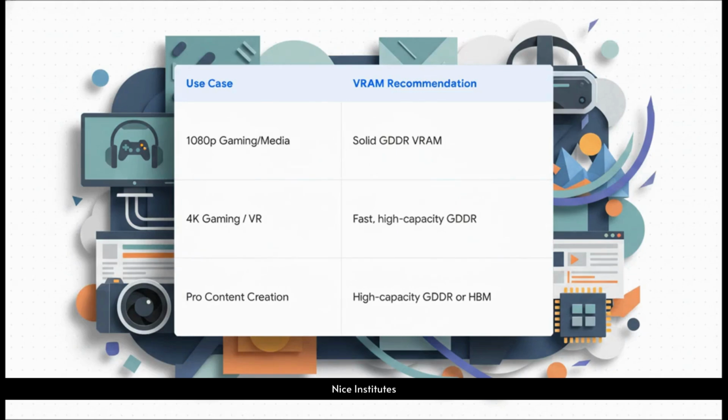So, how do you choose? Well, this little chart makes it easy. For just regular 1080p gaming or watching movies, a card with a decent amount of GDDR VRAM is going to be great. But if you're stepping up to 4K gaming or virtual reality, you really need to prioritize getting more VRAM and faster GDDR. And for the pros out there, the content creators, well, you need a whole lot of it, either top-of-the-line GDDR or even HBM to keep your workflow smooth.